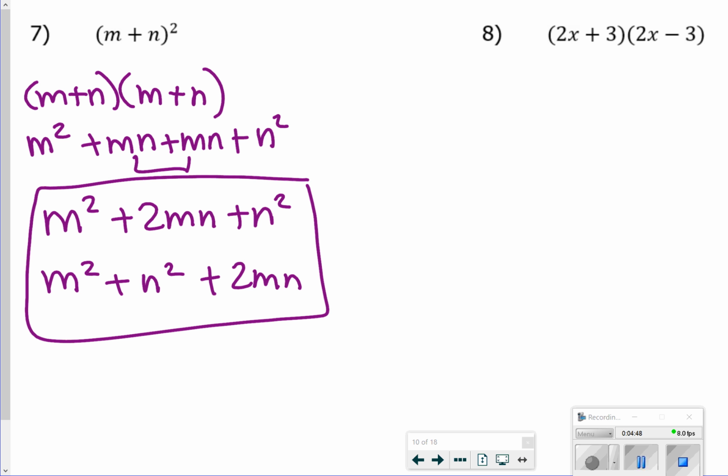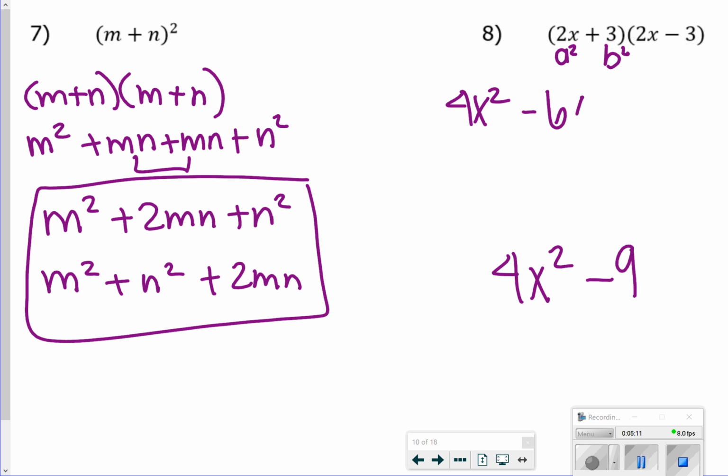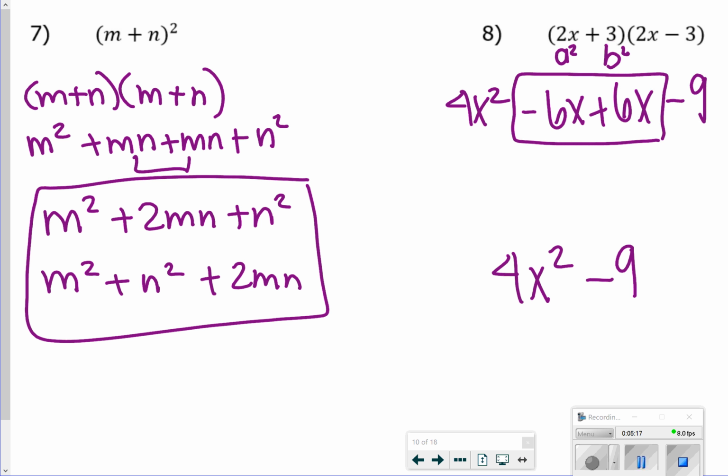For number 8, notice that we have a plus and a minus. So normally you can just do your a squared minus your b squared, which would end up like this: 4x squared minus 9. But in the event that you did not remember that, you can still FOIL. 2x times 2x is 4x squared. 2x times negative 3 is negative 6x. 3 times 2x is positive 6x, and 3 times negative 3 is negative 9. Notice that these two 6x's in the middle cancel out, so that's how we get the 4x squared minus 9.